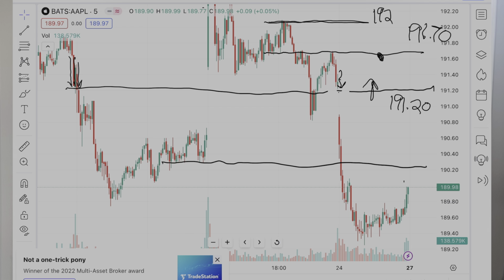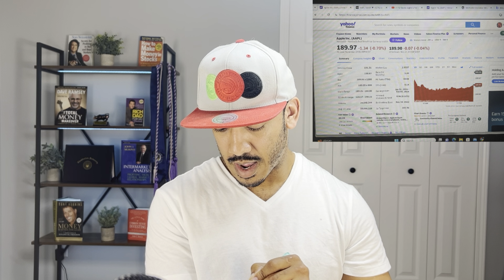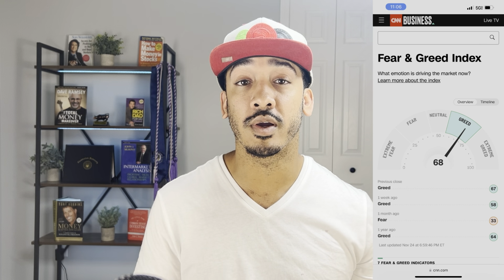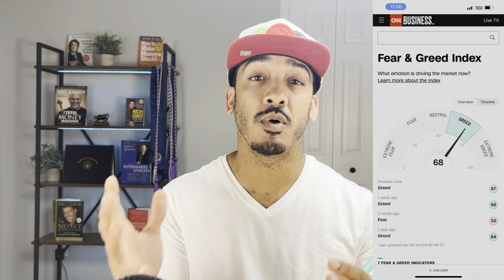Now I'm gonna go over some additional indicators, what I look at when I'm looking at a chart. I usually go to Yahoo Finance, and on Yahoo Finance I see what they think about the stock, what they think the stock is going to do the next day, within the next 2, 3, 4 months, whatever the case is. Then I look at the fear and greed index. I want to know where the market is. If there's more fear, the market is going down. If there's more greed, the market is going up. So that's another thing I look at when I'm doing my trades.